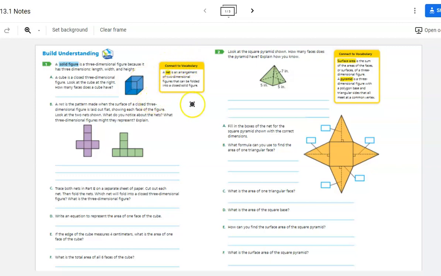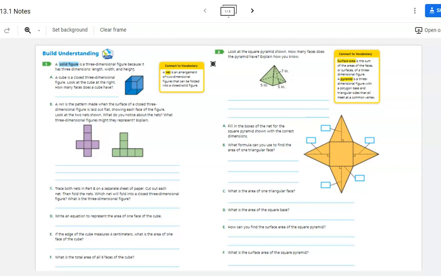And then we have another vocab over here. A net is an arrangement of two-dimensional figures that can be folded into a closed solid figure. So what that means is, like, I have a cereal box. A cereal box is a rectangular prism, and if I cut that so it's flat, that would be our net. And so that's kind of what we're looking at here.